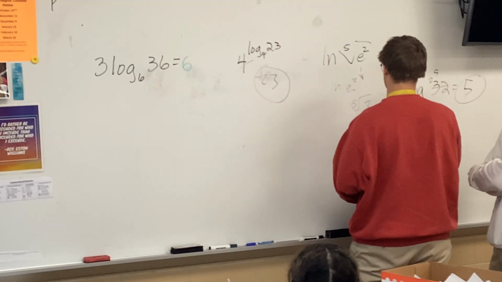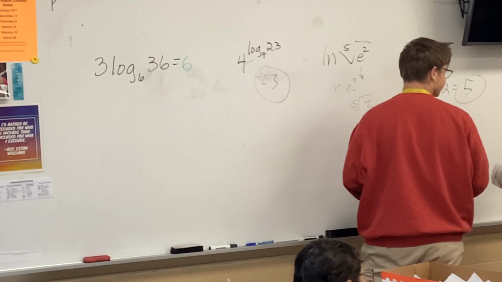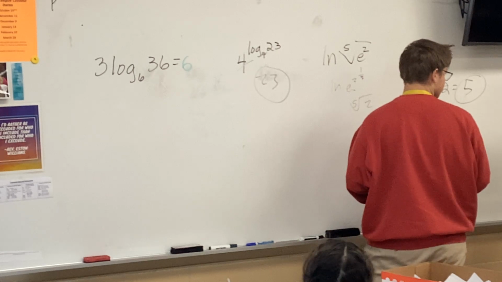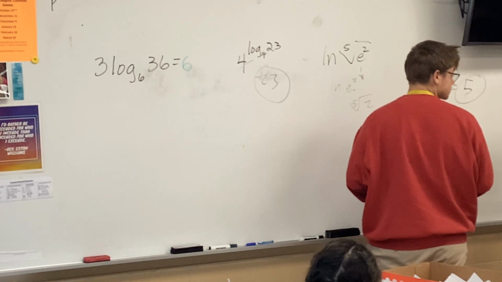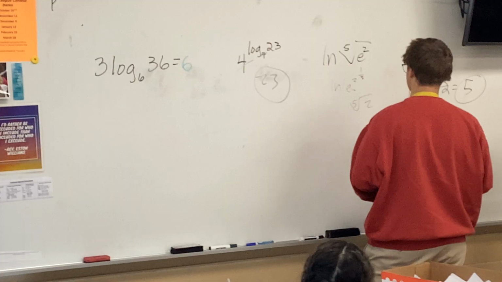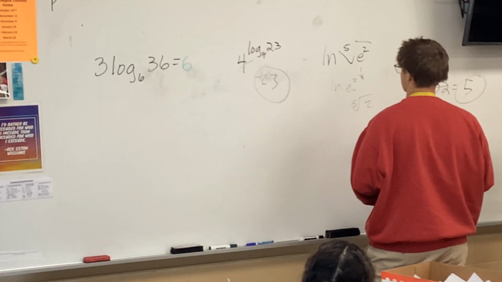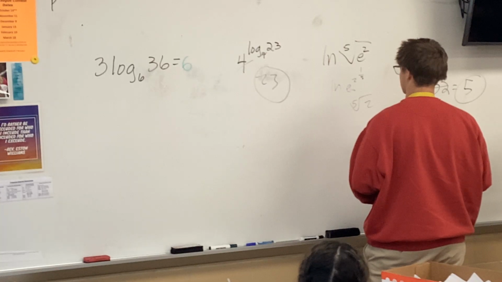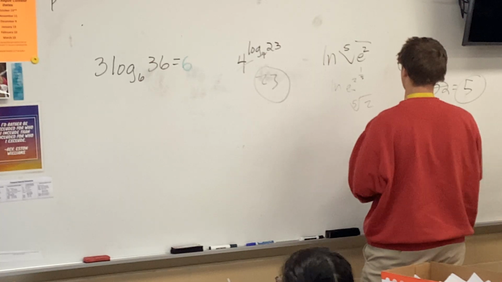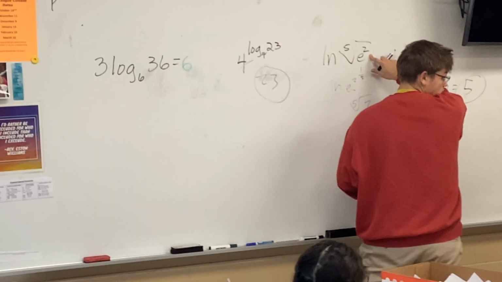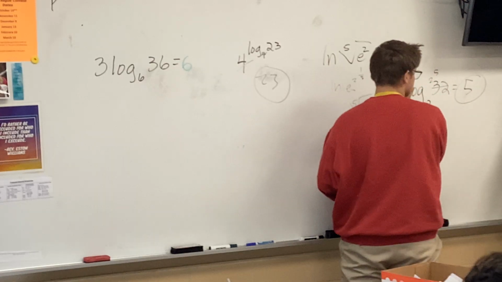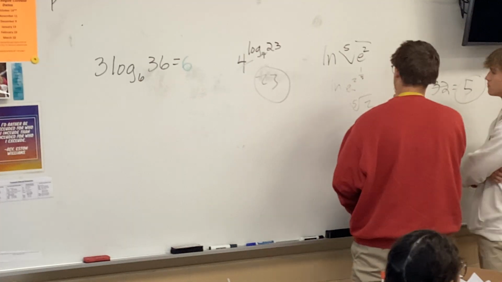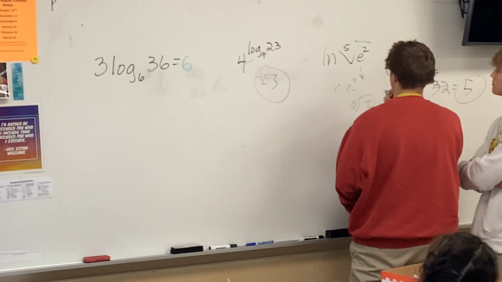So the log base 6 of 36 is 2, and 3 times 2 is 6. Everybody good? That 6 has nothing to do with the 6 and the 36 in the problem, right? It's 3 times 2. All right, is the second problem 23? Yes. You guys are almost done. Is the last problem 5? Yes, because 32 is 2 to the 5th.